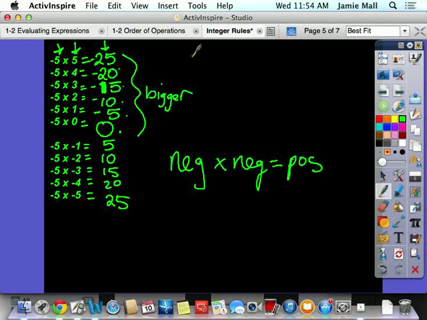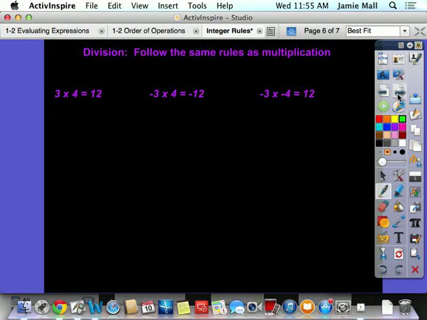Here we already know, because of the commutative property, that a negative times a positive will equal a negative. When you have a negative number, the smaller the value that you multiply it by, the larger its product is going to be. All right, and finally, we're going to finish today with some division.